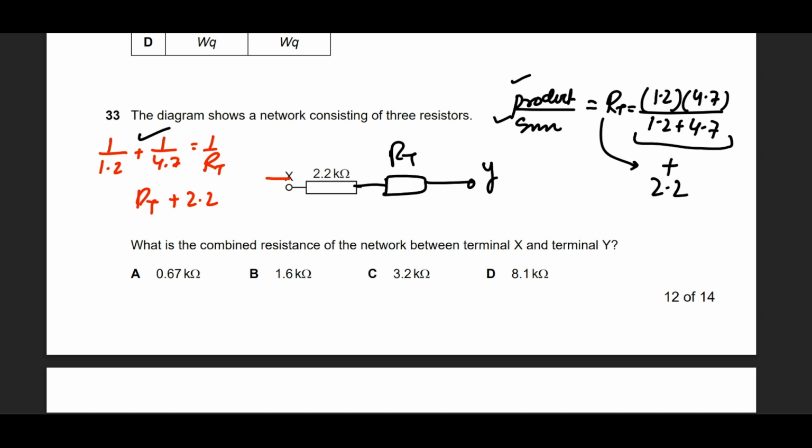If you add them together in this situation, this is going to give you an answer of 3.2. So I do this directly. So this actual answer is 3.15 kilo ohms. If you do it this way, this is going to be 3.2, up to two significant figures.